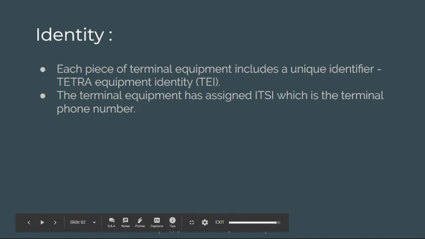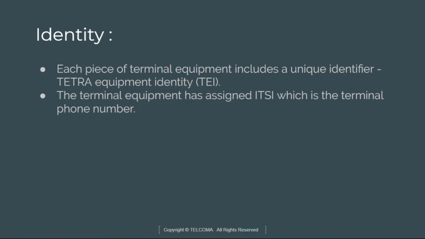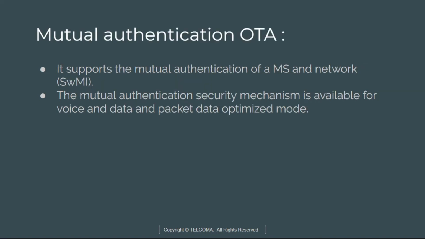First is identity. Each piece of terminal includes a unique identifier, the TETRA equipment identity. The terminal equipment is assigned an ITSI, which is the individual terminal subscriber identity. This is basically the terminal phone number. It may also be programmed with one or more group identifiers, or GSSIs, which are group short subscriber identities.